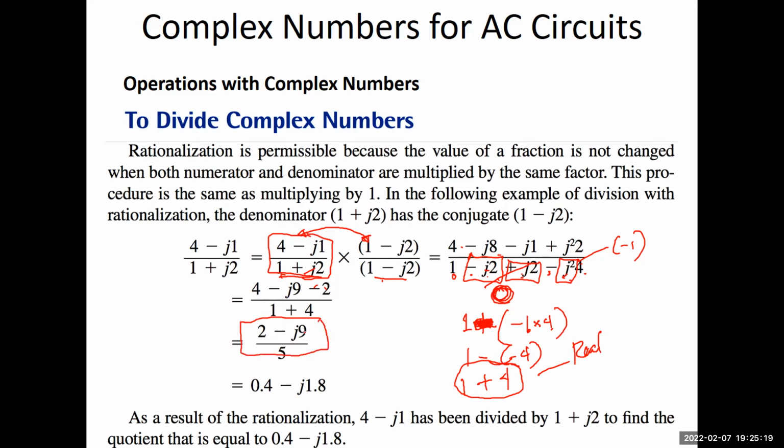So how do you divide this? That is 2 over 5 minus 9 over 5, and then you put on the J. So 2 over 5, how much is 2 over 5? That is 0.4. And this is 20, that is 4 over 5.